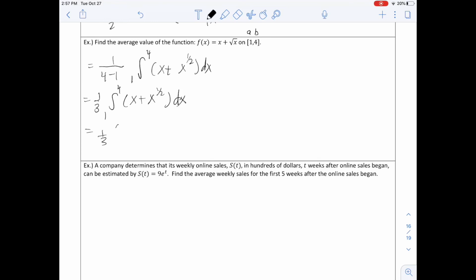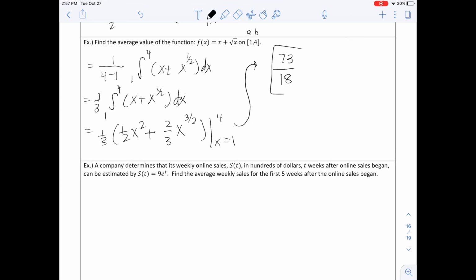And then we have 1/3, which is our constant, 1/2 x squared, plus, adding 1 to my exponent, we end up with 3 over 2, multiplied by that reciprocal out in front, evaluated from x equals 1 to 4. And from here, I'm going to substitute in 4, and then substitute in 1. And when we do, see if you can work that out on your own, we end up with 73 over 18.